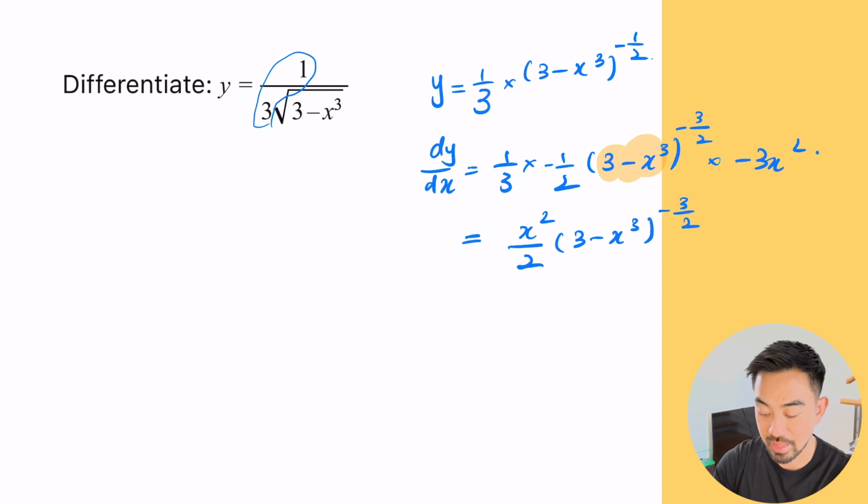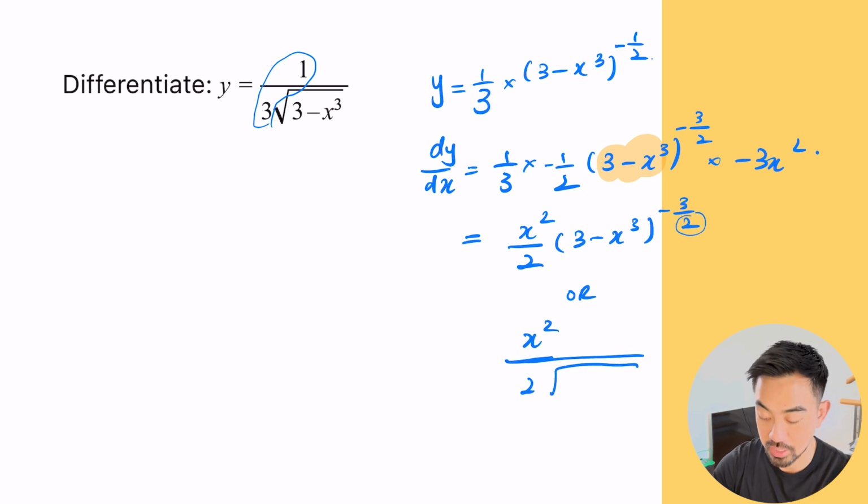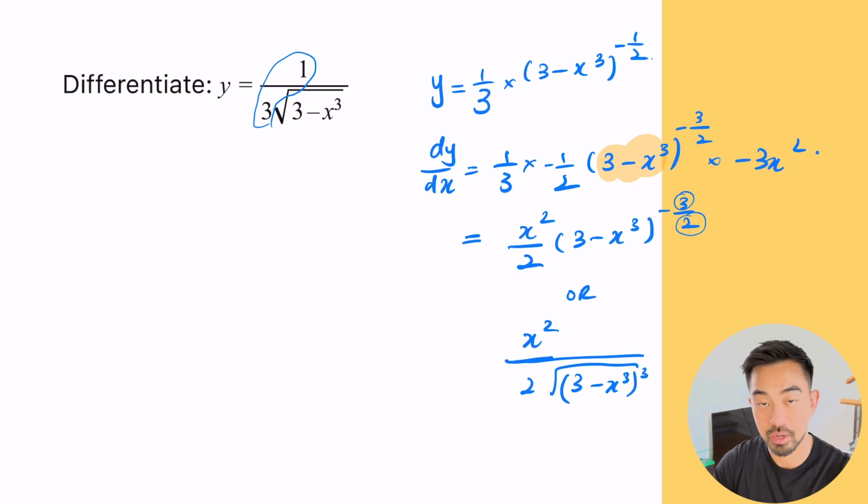And I can leave it like that, or I could once again put the root on the bottom so that it's like this. So the 2 here tells me it's a square root, so it's the square root of 3 minus x cubed. And the 3 in the numerator tells me it's the power of 3. And then you are done.